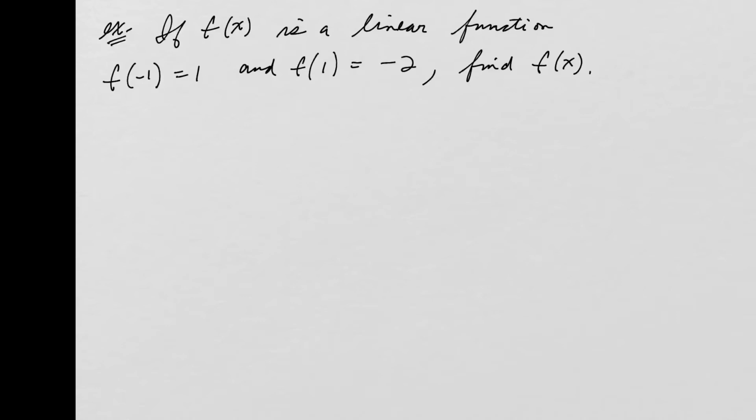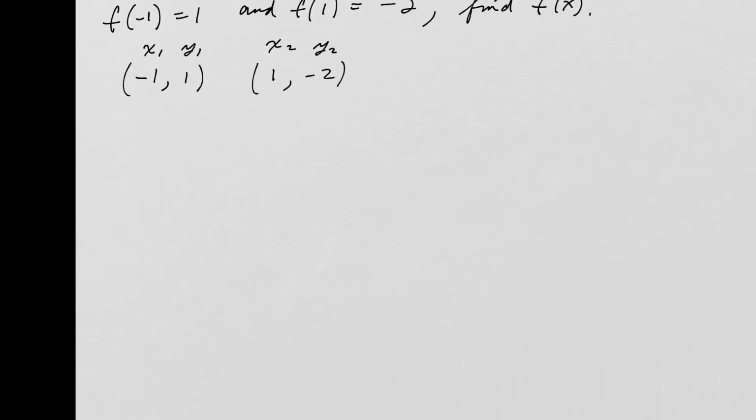Okay, so if I'm told that f of negative 1 equals 1, my input is negative 1, my output is 1, right? So this is like basically telling me the point that the line passes through is negative 1, comma 1. And then the second condition, f of 1 equals negative 2, is like telling me the point 1, negative 2 is a point on that line, right? A point that the line passes through. So I can label these as x1, y1, x2, y2, right?